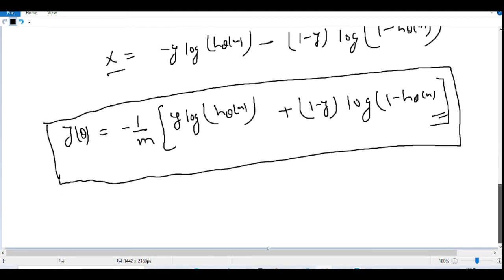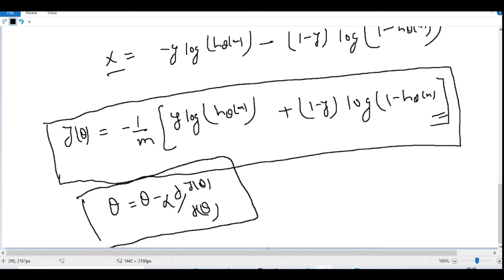Now, after getting this cost function, what is our next agenda? Obviously, the next agenda is to minimize the value, and for that we use gradient descent here. So again, theta is equal to theta minus alpha times the partial derivative of this cost function with respect to theta. We'll use gradient descent in order to optimize this cost function. That is, theta is equal to theta minus alpha times the partial derivative of J theta with respect to theta.